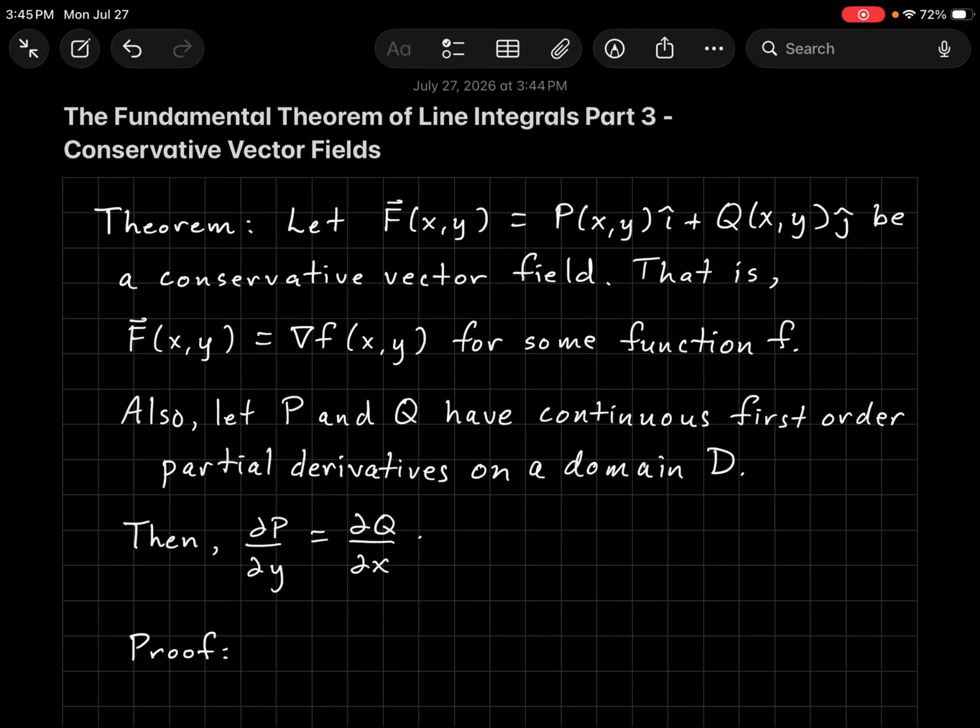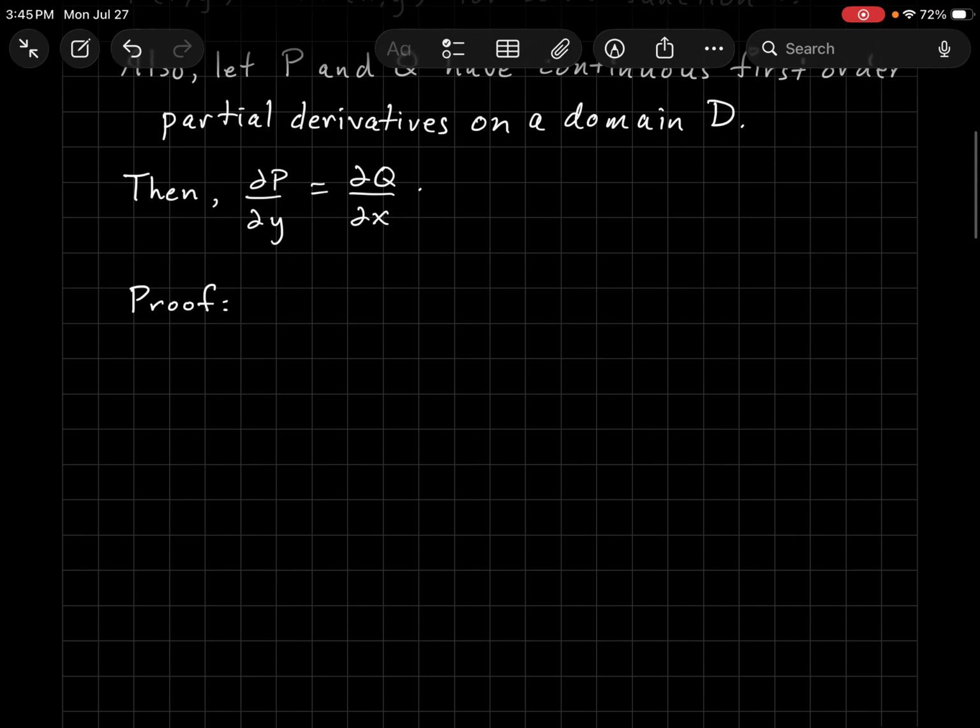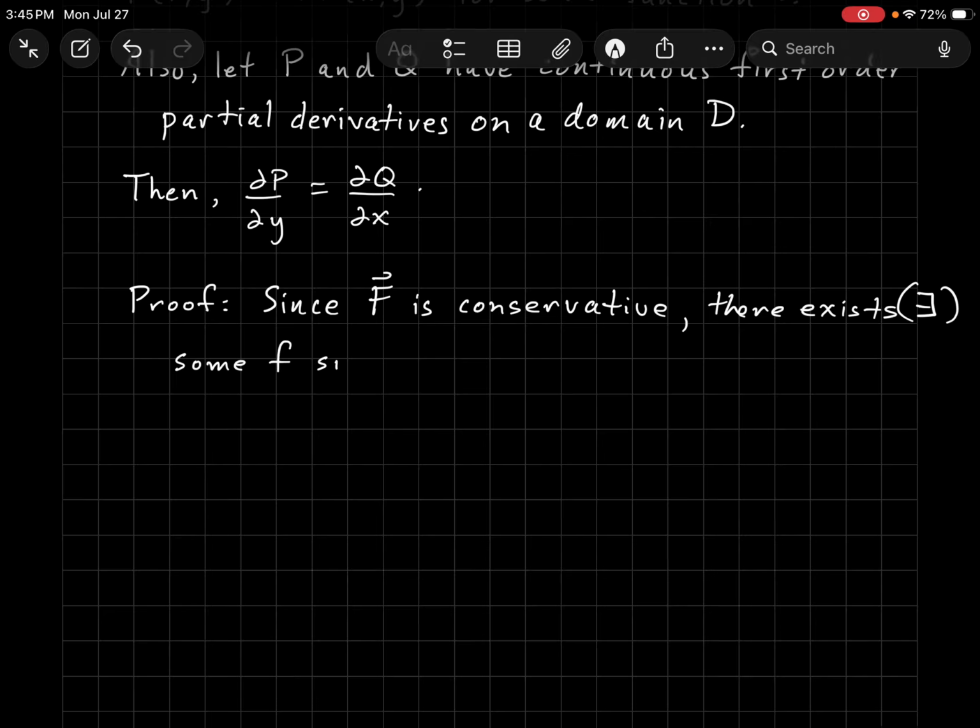Let's do a quick proof here. Since F is conservative, which is given, that means there exists, sometimes you'll see me put the backwards E like that, there exists some f such that the gradient of f equals big F. That is, the gradient of little f equals big F, my vector field.